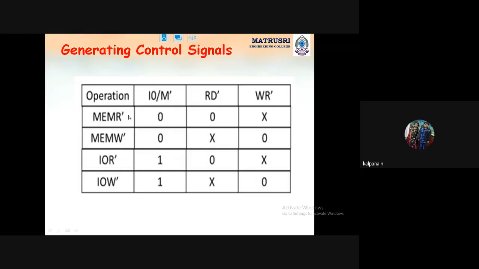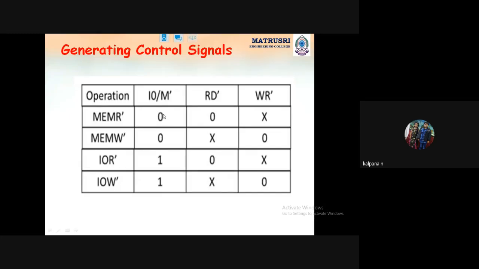First, memory read and memory write should be done. In order to do memory read and memory write operation, first this IO/M bar should be 0. Why 0? Because in order to select the memory operation, that may be read or write, IO/M bar should be 0. So that's why here we have mentioned 0. Now with this 0, memory operation is done.